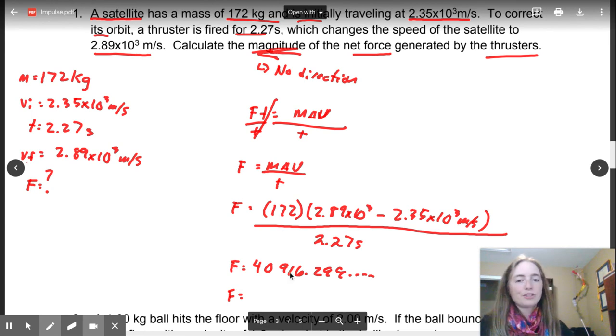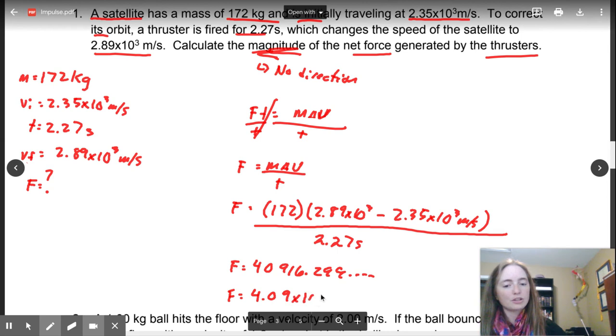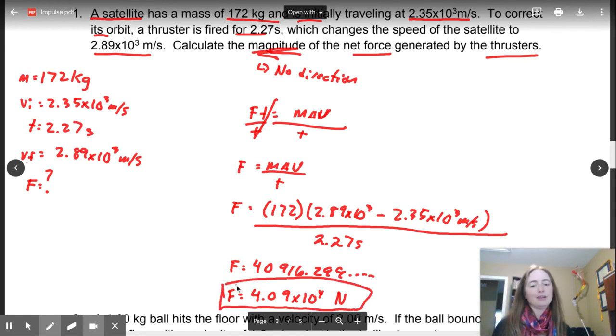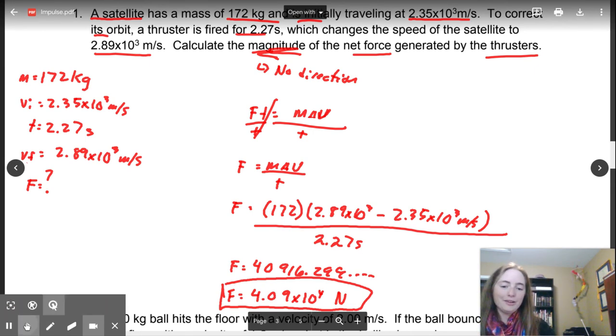So when you look at the question, I want 3 sig digs. So that means this is going to have to be in scientific notation. This 6 will round that up to a 2. So that's fine. It doesn't round that up. So you are going to have 4.09 times 10 to the power of 4 newtons. If you wanted, you could choose to convert that into kilonewtons, and that would be fine too. Alrighty-o. Sounds good? Cool beans.